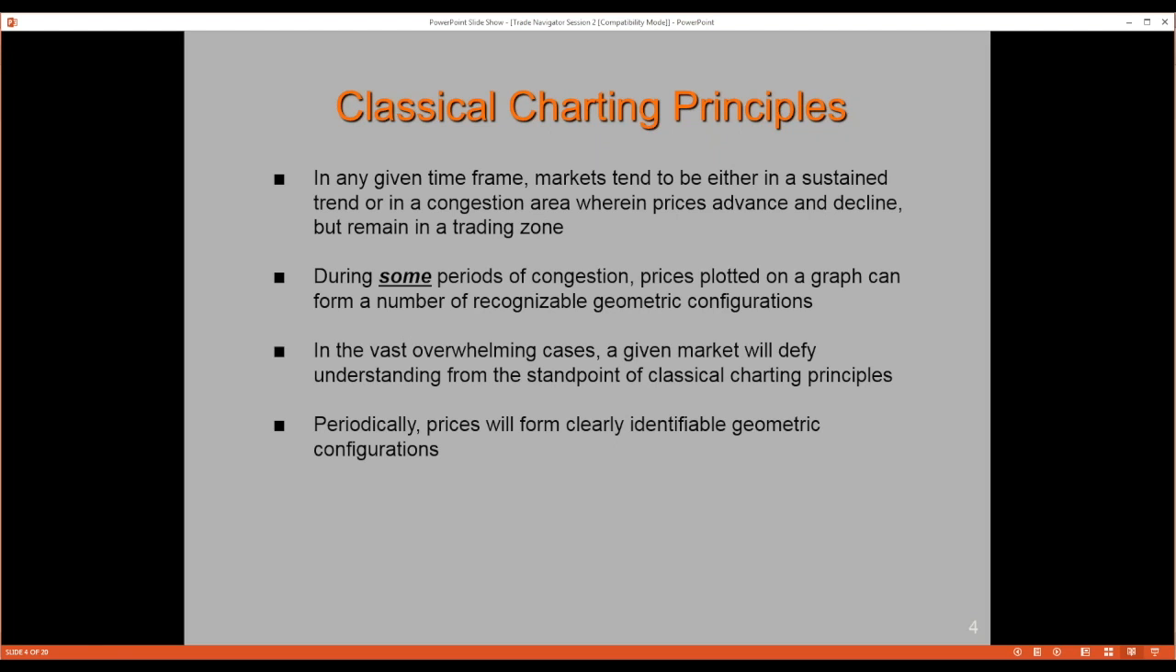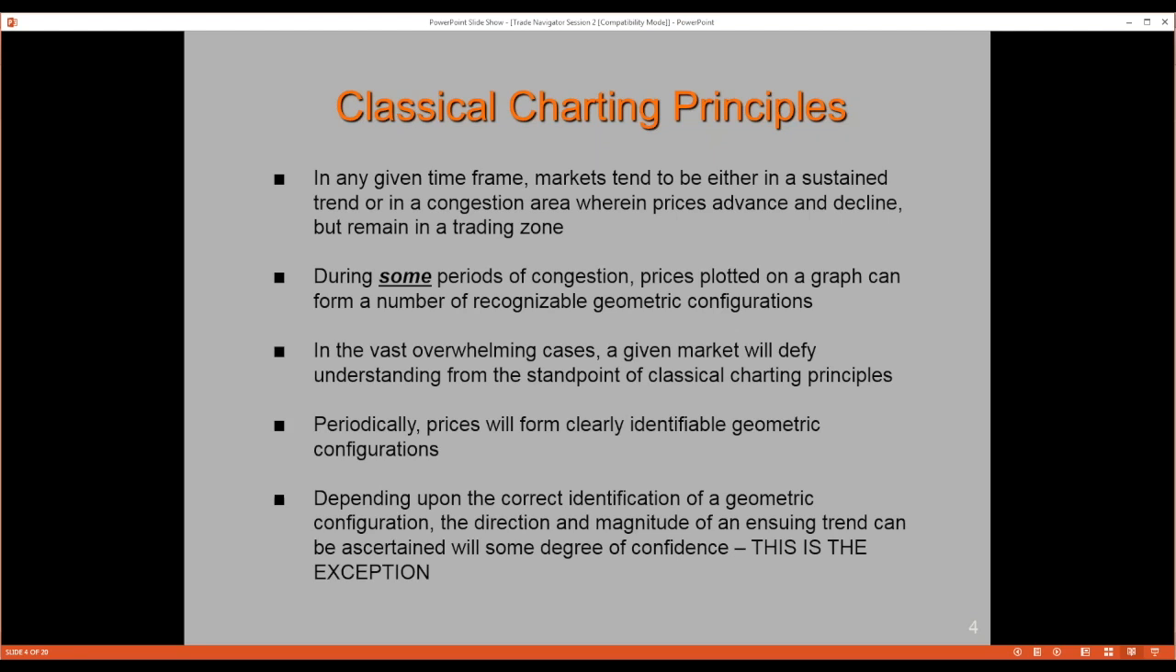Periodically, prices will form clearly identifiable geometric patterns. And depending on the correct identification of a geometric configuration, the direction and magnitude of an ensuing trend can be ascertained with some degree of confidence. And I want to point out, this is an exception where you can look at a market and say, I know what pattern it is, I can have confidence in the pattern, and that confidence in that pattern will work itself out based on my ability to correctly ascertain the direction and magnitude of the trend.